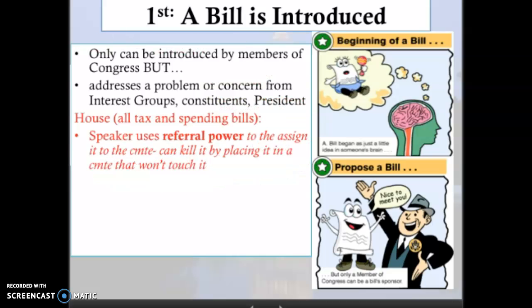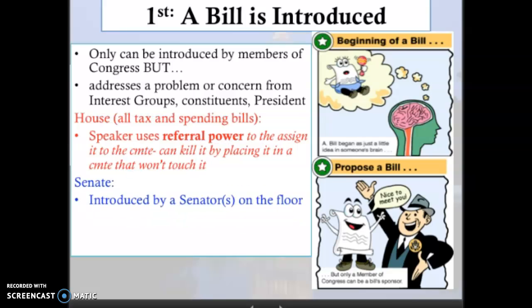The Speaker uses what's called referral power, and I mentioned that before when we went over congressional leadership. Referral power is the power to assign a bill to a committee. If the Speaker wants to kill a piece of legislation because they don't want to see it passed, they can place that bill in a committee that they know will not work on that piece of legislation.